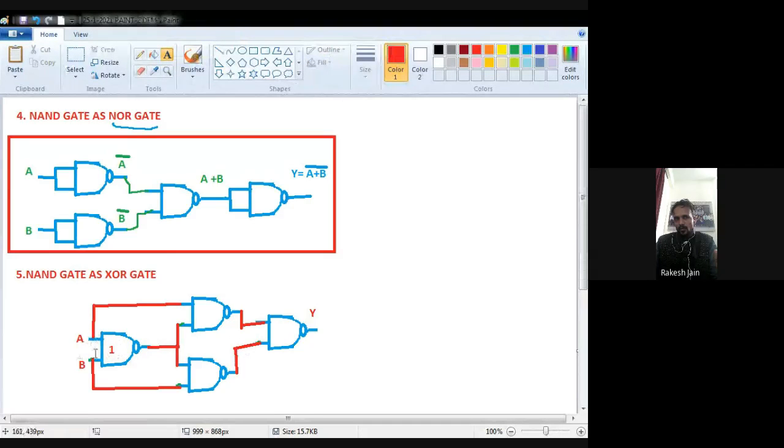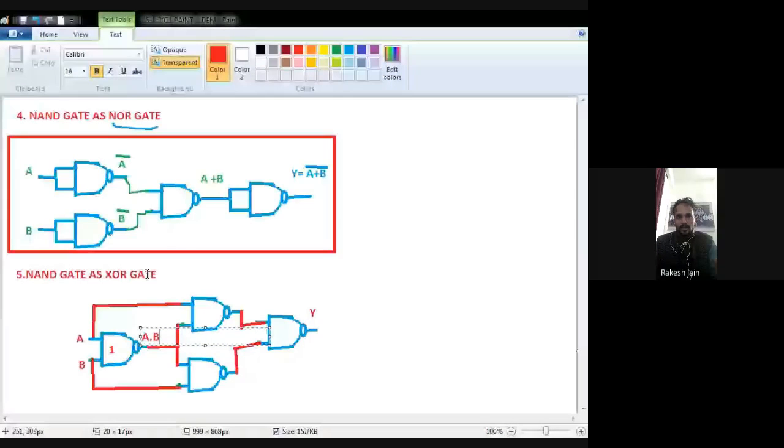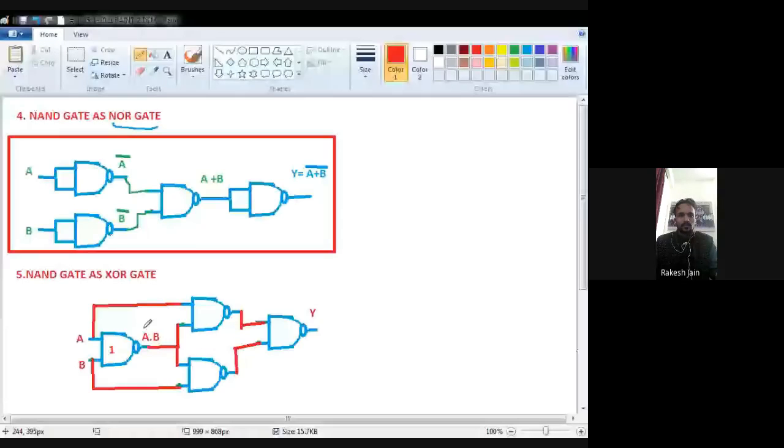Now we prove. See, first of all, this first NAND gate. There are two inputs, A and B. So what will be the output? Because this is a simple NAND gate, the output will be A dot B having a bar.